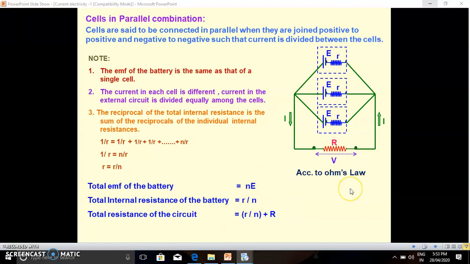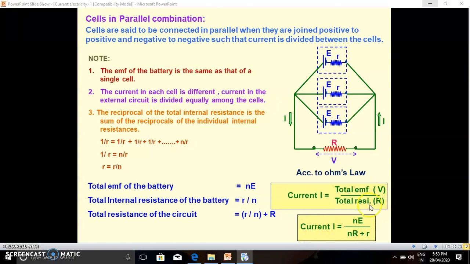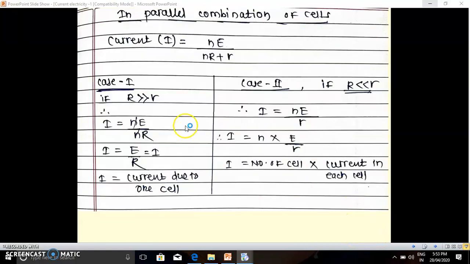According to Ohm's law, again similar to the previous case, total current is equal to total potential difference, that is EMF, upon total resistance. So current is equal to total EMF, nE, divided by r upon n plus R. If you do this cross multiplication in this term, it will come nR plus R. Okay, we skipped one step here. So current I is equal to nE upon nR plus R. Here n is number of cells, E is EMF, n again number of cells, R is external resistance, and this small r is internal resistance. So again we have to see the two cases.